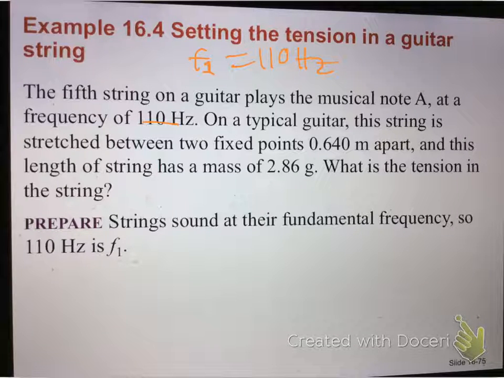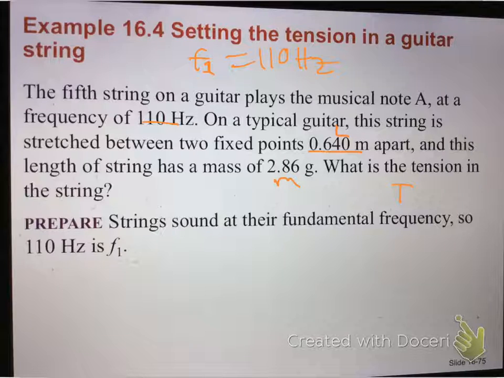Stretched between two fixed points, so that is our length. And this is the mass of the string. It is usually made out of metal, so I guess we cannot really ignore the mass as much as we could if it was nylon or something. And we're looking for the tension here.